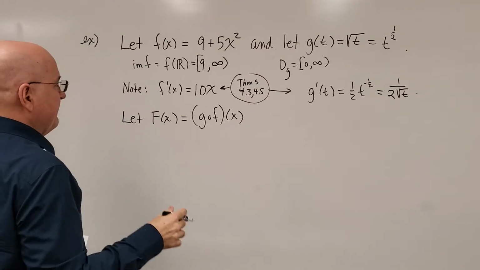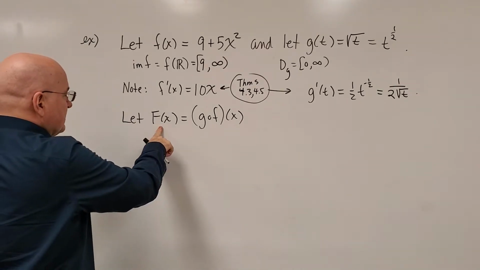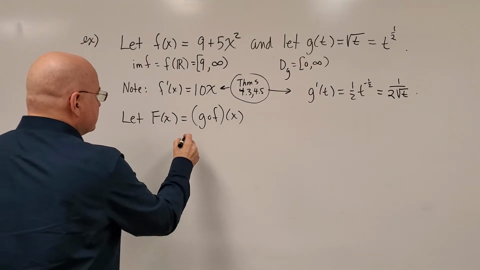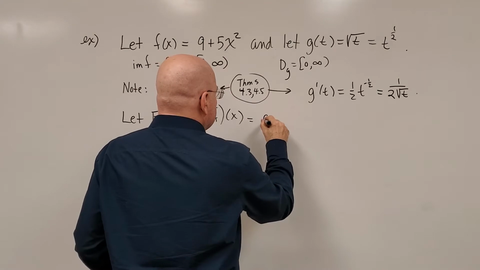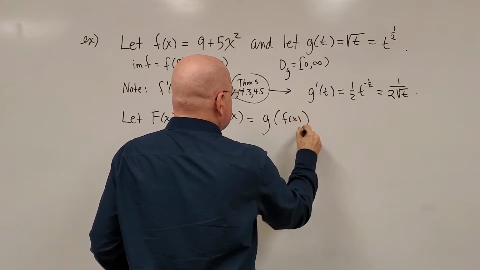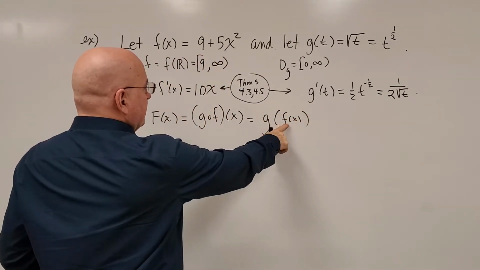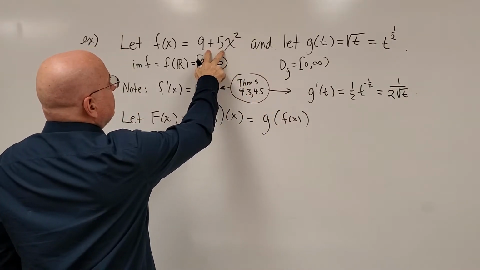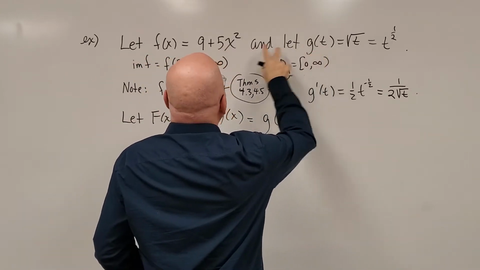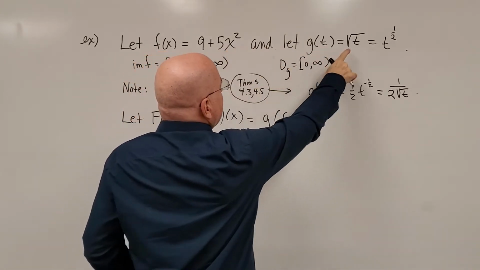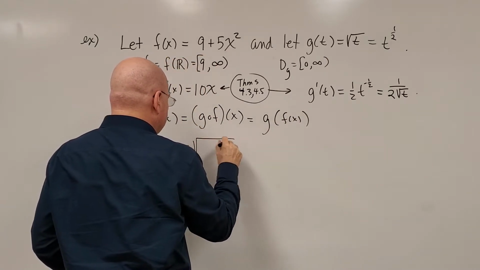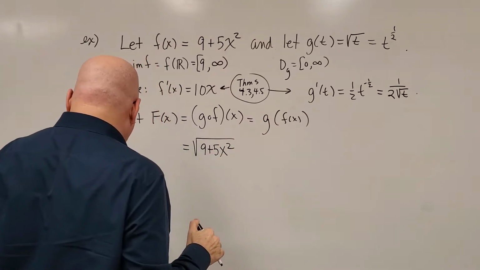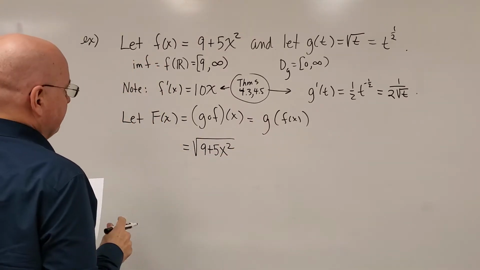Okay, well now we want to get capital F. This new function, capital F, is g of f of x. By the definition, that would be what I get when I plug f of x into g. So that will become my t. So 9 plus 5x squared under a radical. That's our new function that we want to take the derivative of.